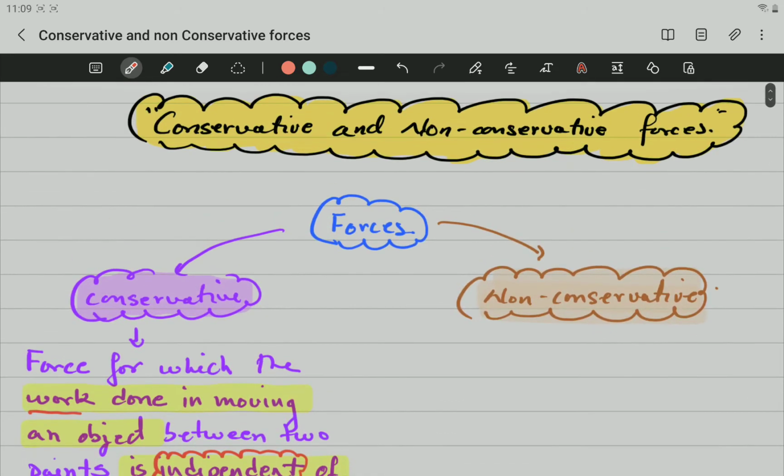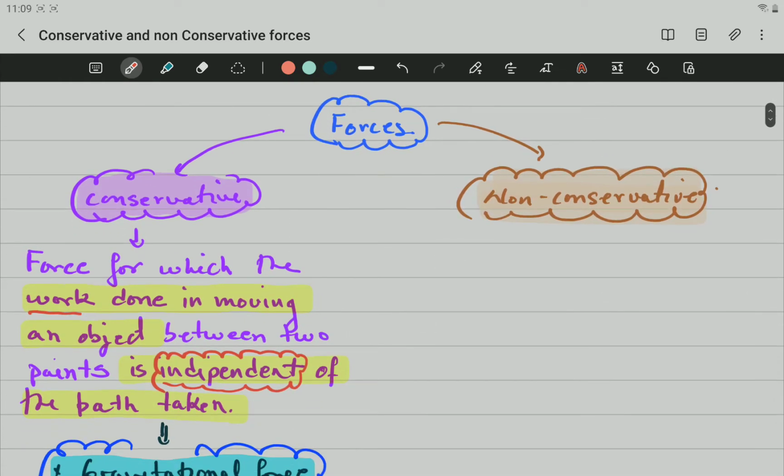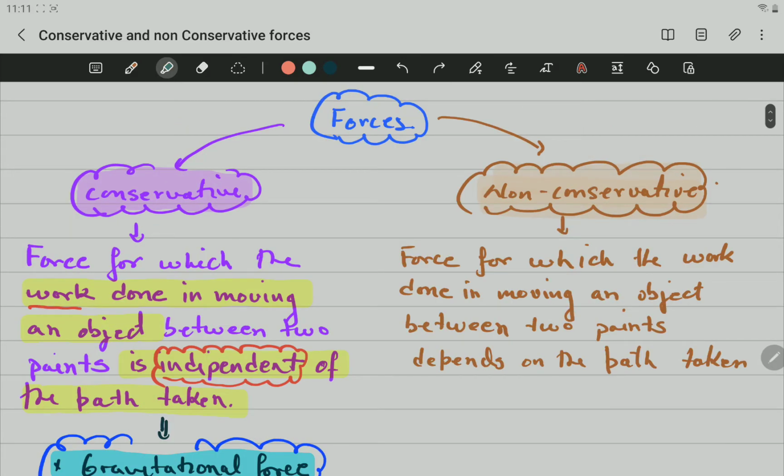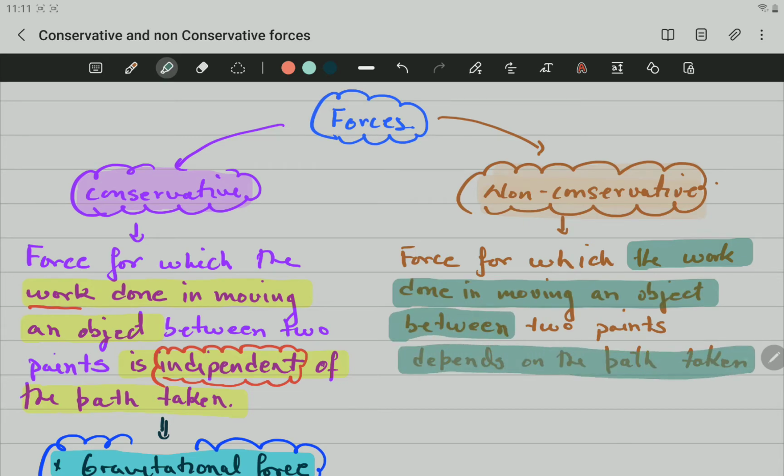Okay, so let's now go to the forces that are non-conservative. So, what is a non-conservative force? It's a force for which the work done in moving an object between 2 points depends on the path taken. Let's delete this 'between' because we didn't highlight it in the previous definition. The non-conservative force is the force for which the work done in moving an object between 2 points depends on the path taken.